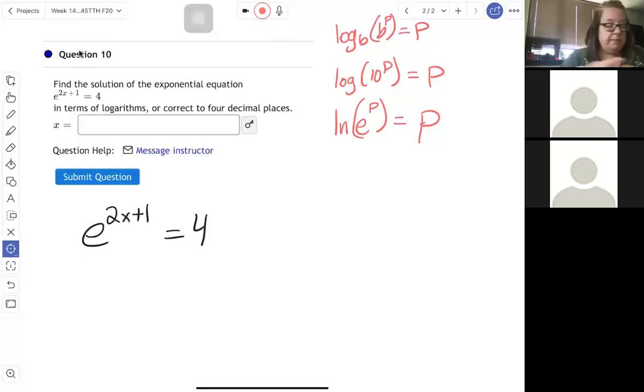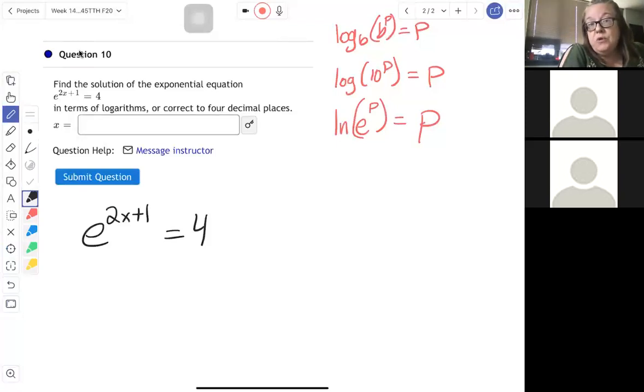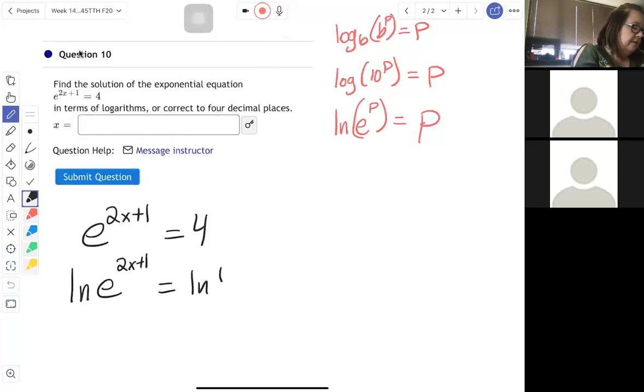The second step is to take the log of both sides. Now this is where you'll choose either natural or common log. Since it's base e, I will use natural log. And the step's very easy. All you have to do is write ln or log in front of your two sides of the equation.